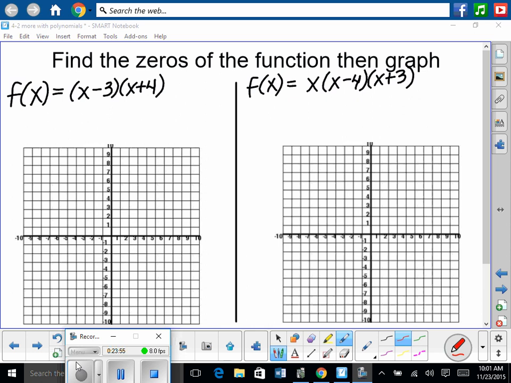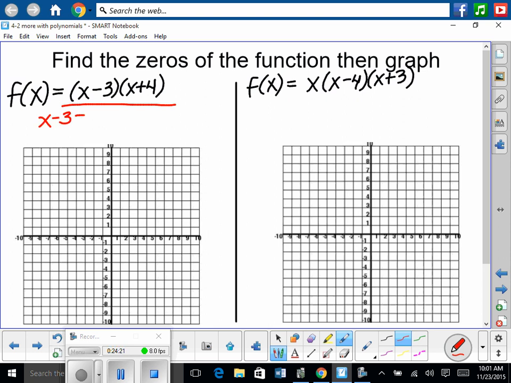So look at my two examples. We're given f of x is equal to x minus 3 times x plus 4. Should I distribute those through and get a quadratic? No, because then guess what we would do? We would refactor it, and guess where we'd end up? Right back here. So don't do extra work. Aren't these already linear factors? Okay, so those are linear factors, so we can just set them equal to 0 and solve for x.